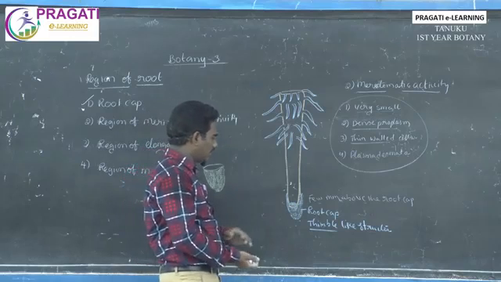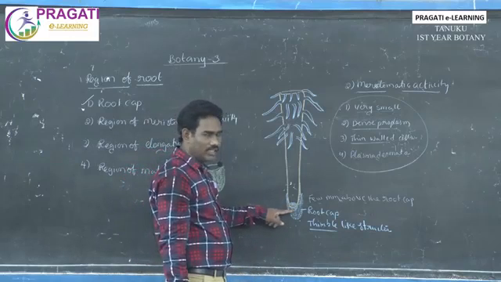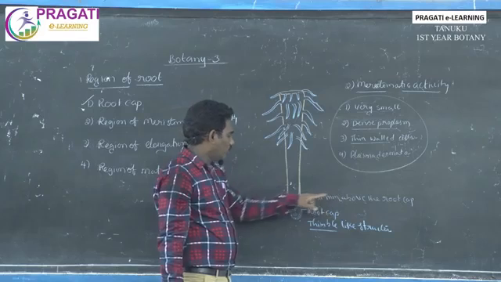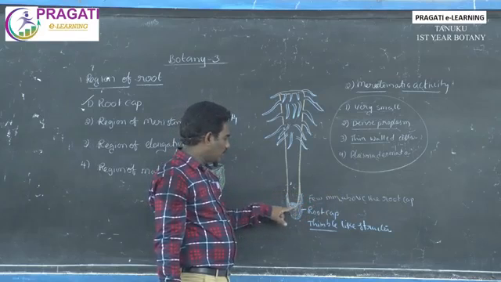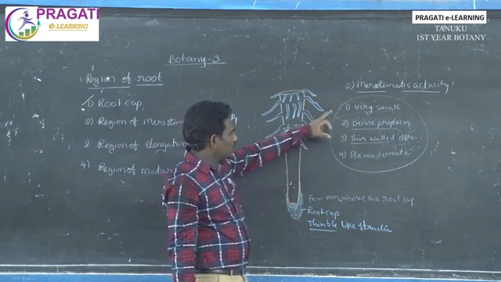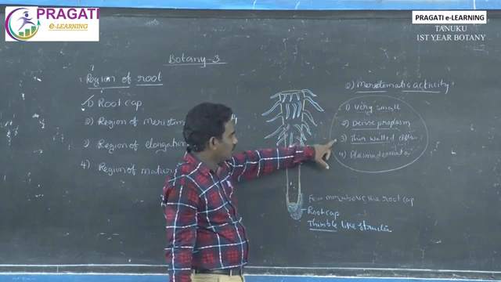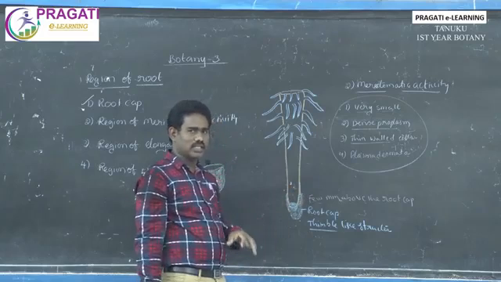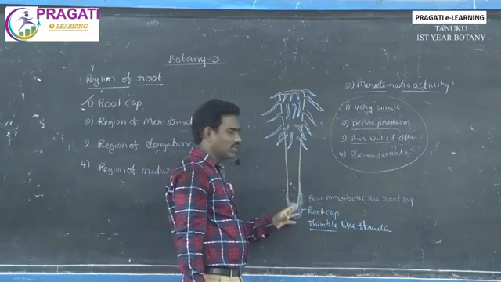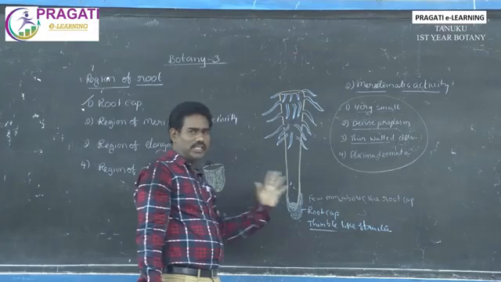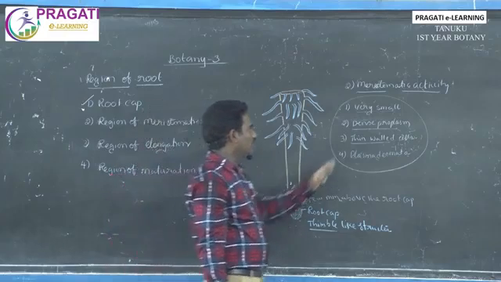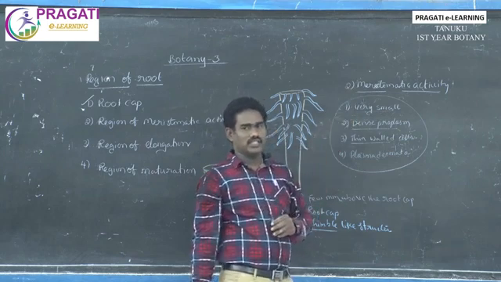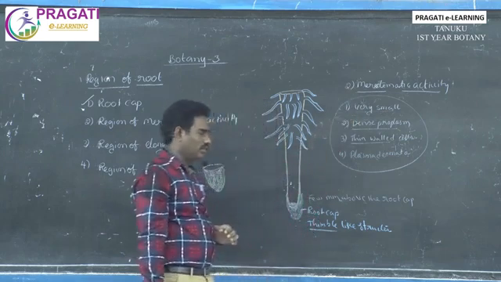This meristematic activity region is present a few millimeters above the root cap. These cells are very small, with dense protoplasm, thin walls, and high plasmodesmata connections. These cells are continuously or repeatedly divided. This is called the meristematic activity region.